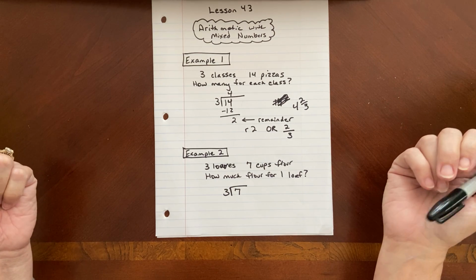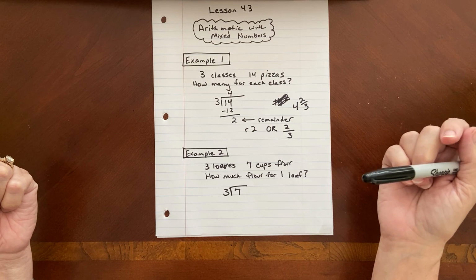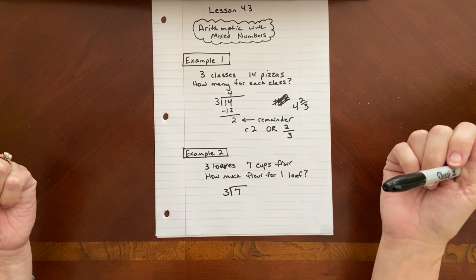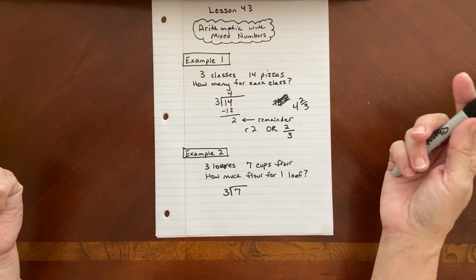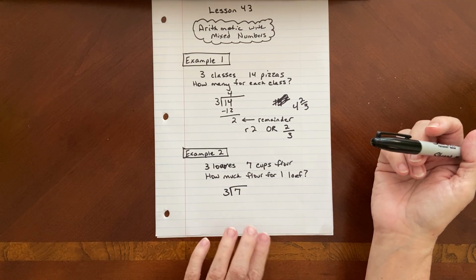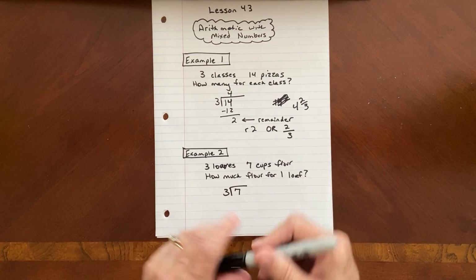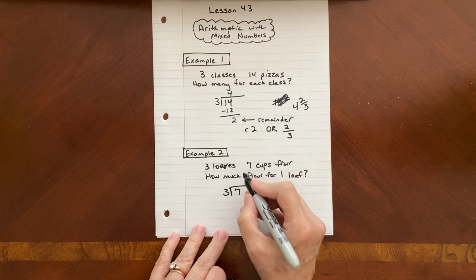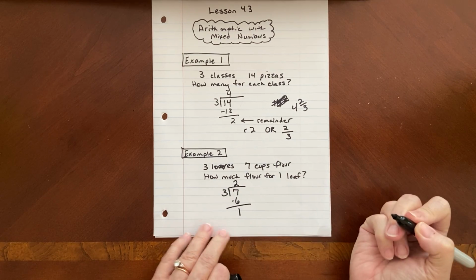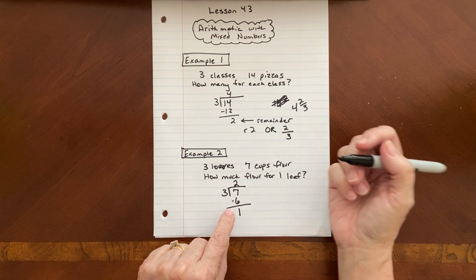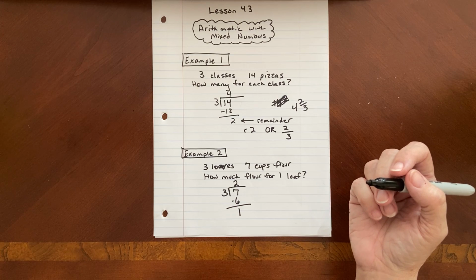Example 2, Mario uses a bread machine to make bread. To make 3 loaves of bread, he uses 7 cups of whole wheat flour. Which quotient represents the number of cups of flour Mario uses to make 1 loaf of bread? Okay, so let's go ahead and do our division. 7 cups of flour, we're going to divide it into 3 loaves. 3 will go into 7 2 times. 2 times 3 is 6. Subtract 1. Okay, so could I say, oh, he will use 2 remainder 1 cups of flour?